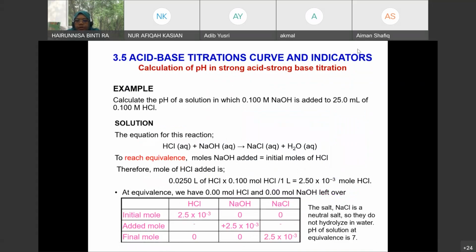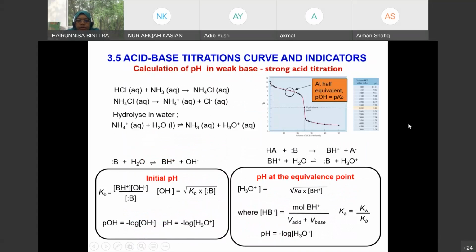Okay, so basically for weak base and strong acid, apa beza dia? Let's say weak base is in the beaker, so the initial pH is for weak base, right? Bila you nak cari weak base, you tak boleh terus dapatkan pOH. You need to find the concentration of OH minus, square root Kb darab dengan the initial concentration, barulah you boleh cari pOH, and after that barulah kita boleh cari pH. However, kalau your strong acid yang dalam beaker, you boleh straight away negative log H3O plus. So, you kena tahu siapa yang dalam beaker, siapa yang dekat burette.